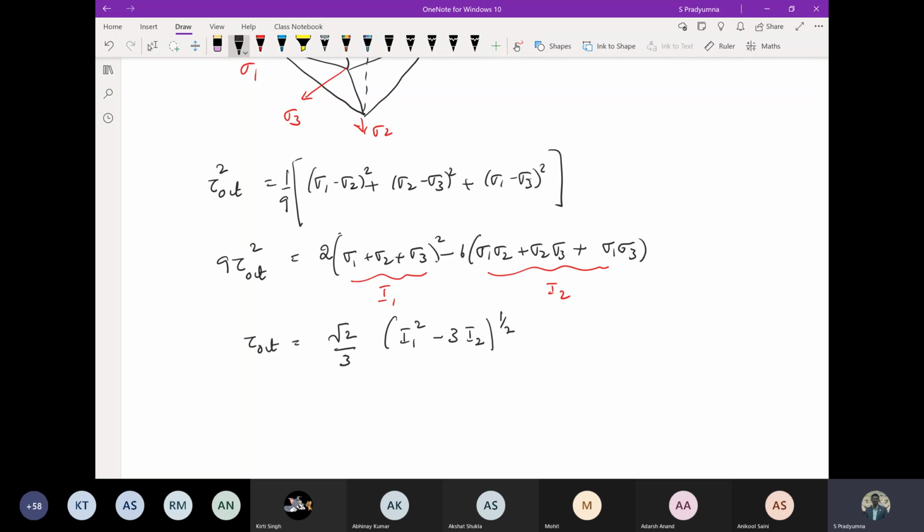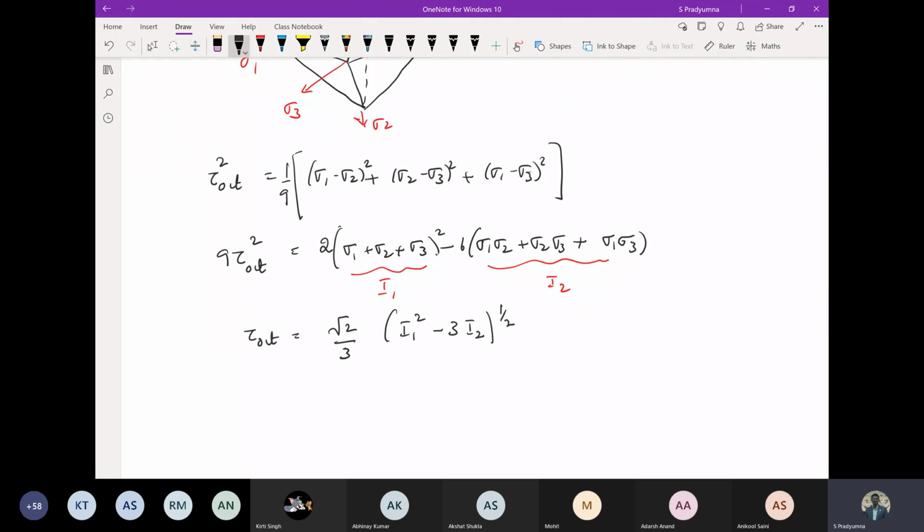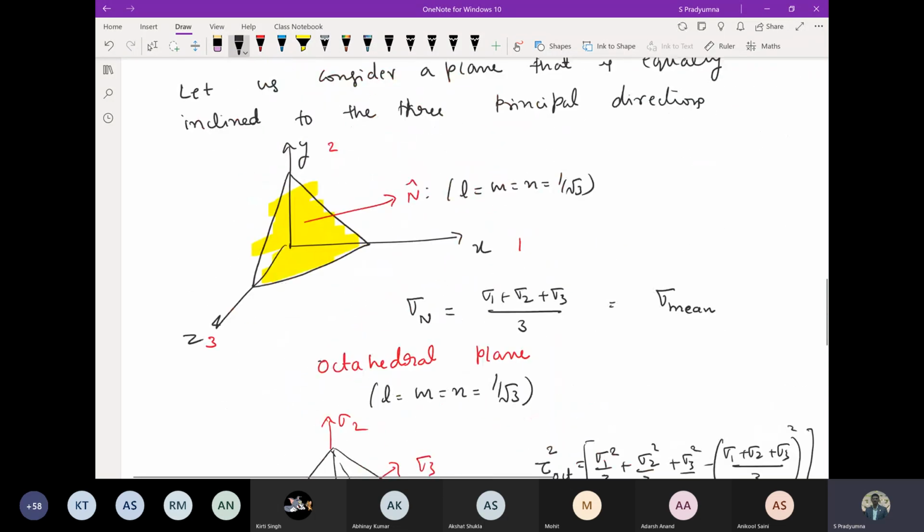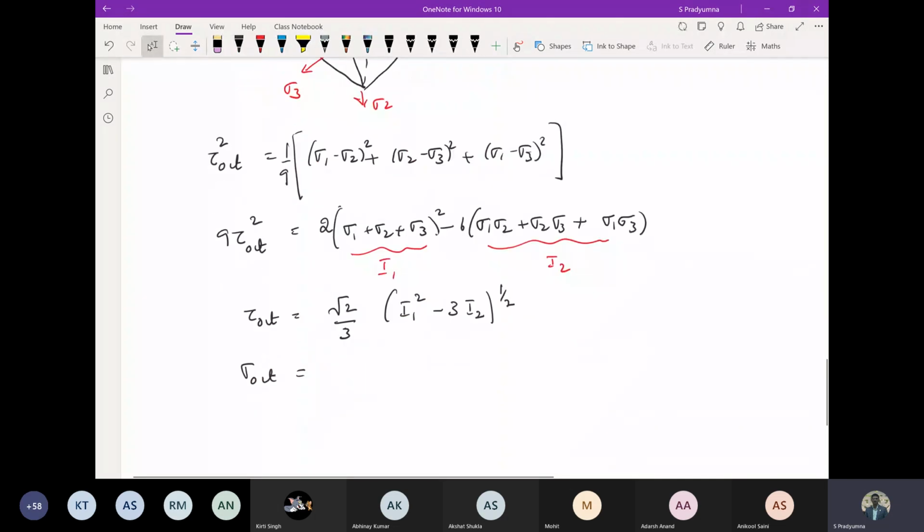Okay, so we have reduced these equations in terms of the invariants, so we can also write the expressions for tau octahedral or sigma octahedral in terms of sigma x, sigma y, and so on. I can write that sigma octahedral, that is the normal stress on the octahedral plane, is sigma 1 plus sigma 2 plus sigma 3 by 3. This is also equal to I1 by 3. Therefore, I can say that these are invariants. I can write it as sigma x plus sigma y plus sigma z by 3.